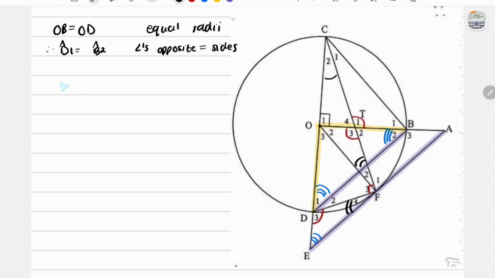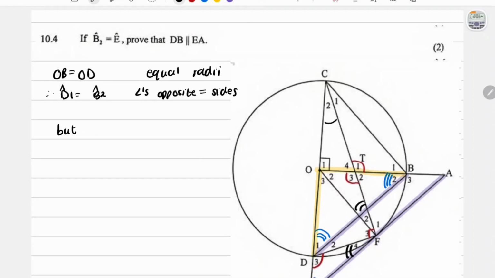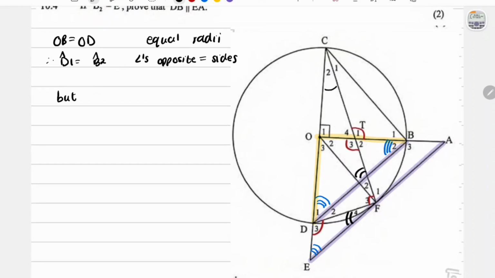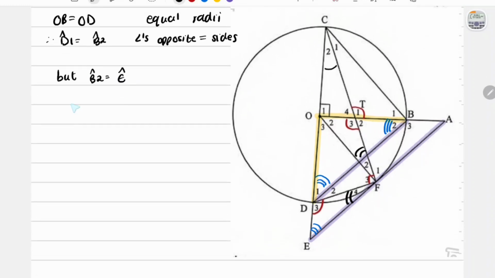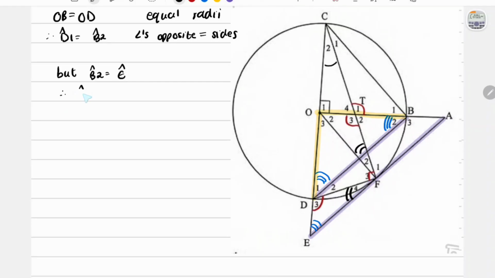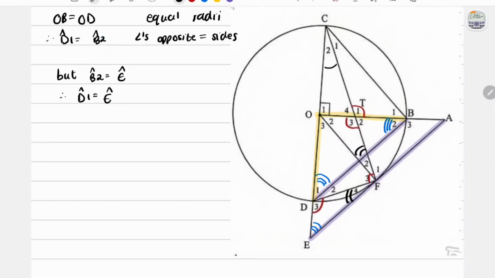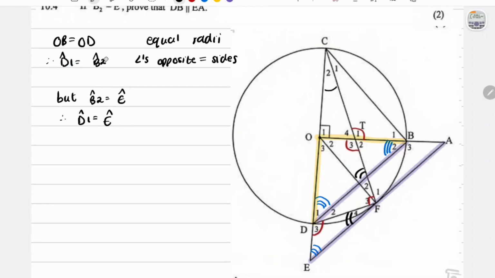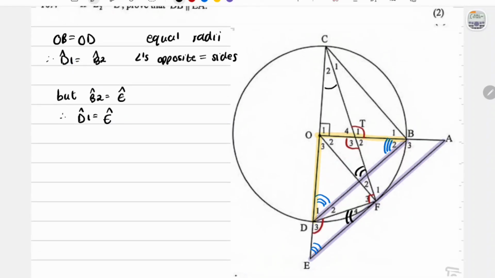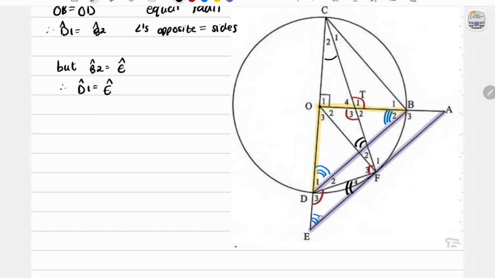Also, just to make it make sense, I will tell them, but you guys told us that angle B2 was equal to E, right? Angle B2 is equal to E. This is not that important, but I just put it like a conversation. So if you guys told us that angle B2 is equal to E, then that means that angle D1 is now also equal to E because they are both equal to the same thing. You see, D1 was equal to B2 and B2 is equal to E. So that means that angle D1 is equal to angle E, and that forms your corresponding angles.